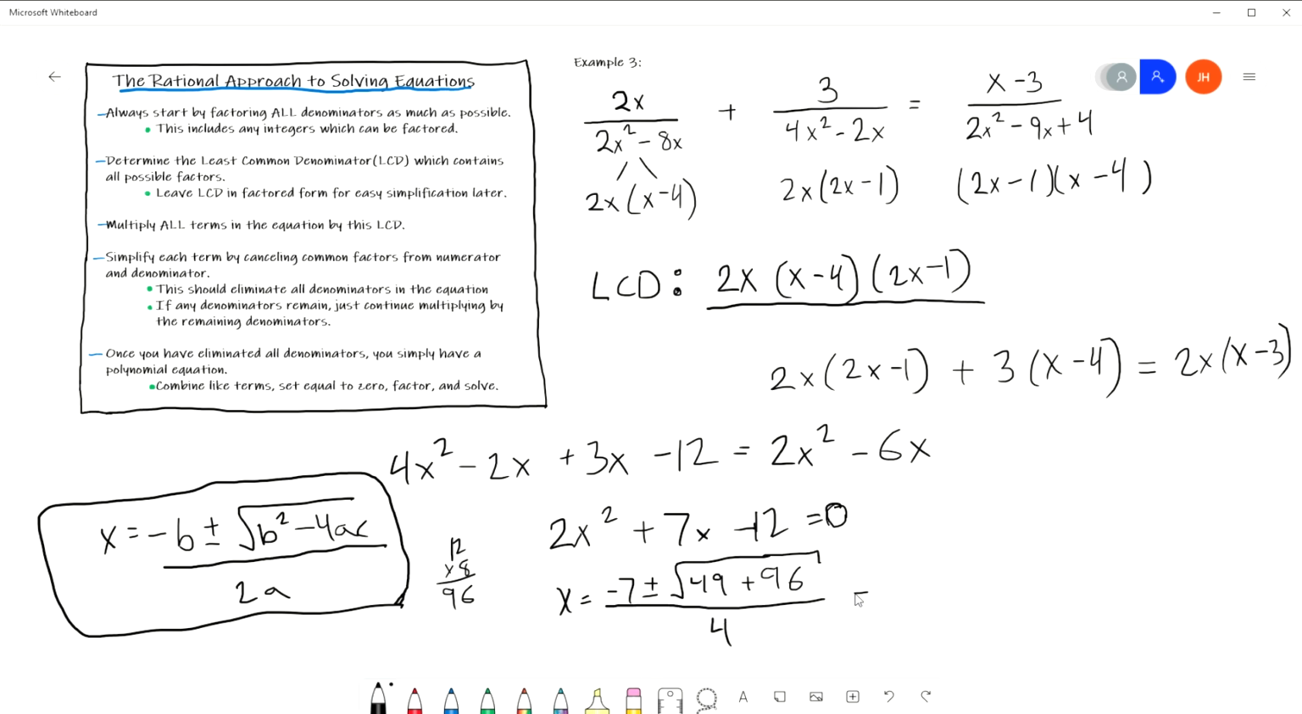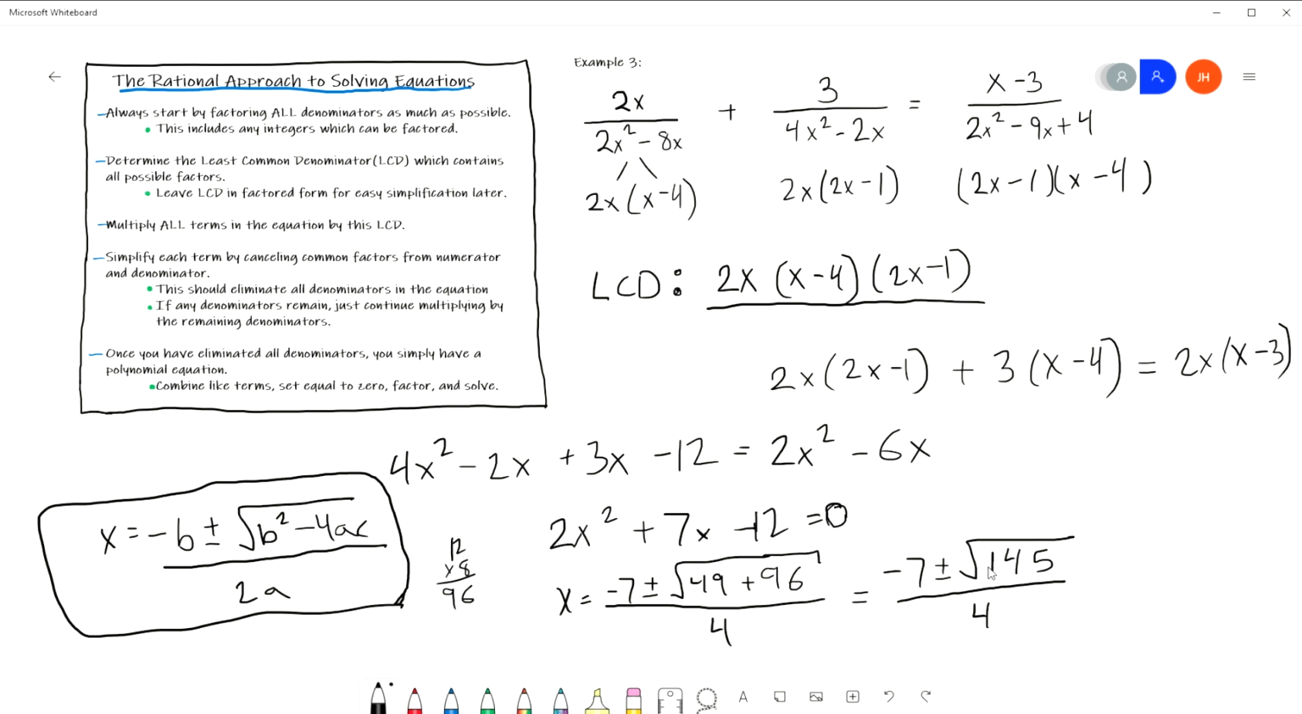All right, well, let's see. So that's negative 7 plus or minus the square root of 49 plus 96 is going to be, I think that's 145. Yeah, that's 145. Oh, no wonder I wasn't able to factor it. This isn't even going to be a whole number or a rational. So the square root of 145 is not a perfect square, huh? Let's just double check.